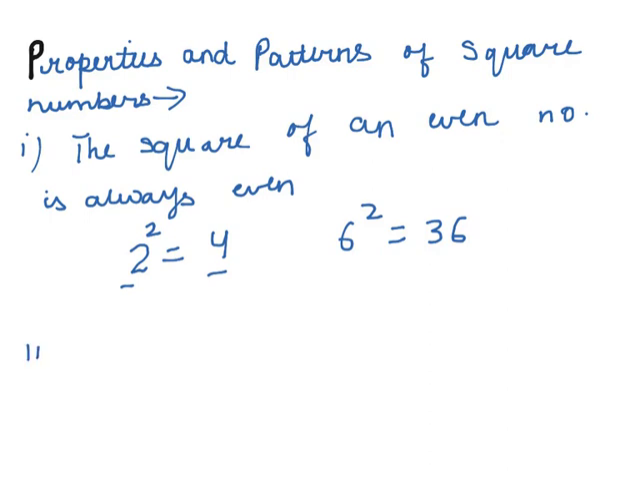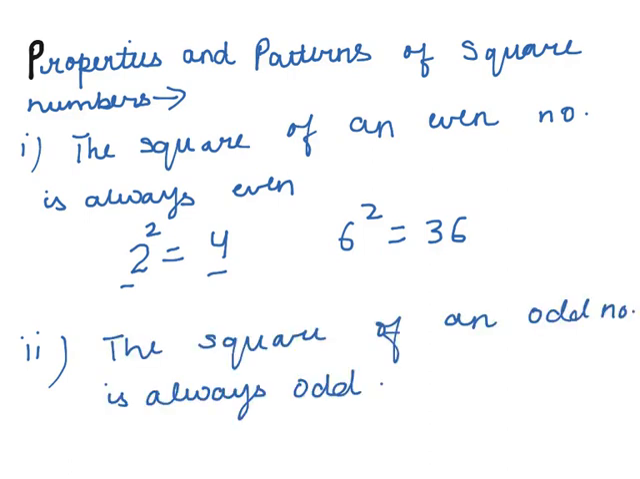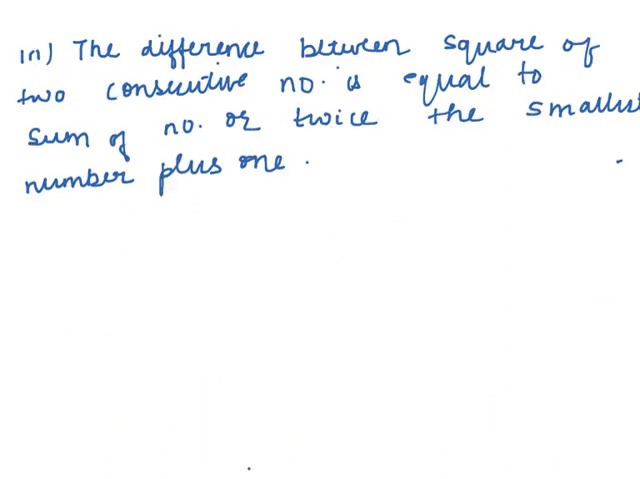Similarly, another property is that the square of an odd number is always an odd number. For example, the square of 3 is 9, so 3 and 9 are both odd numbers. Like 9 squared, we get 81, so 9 and 81 are both odd numbers. So the square of an even number will be even only and the square of an odd number will be odd only.